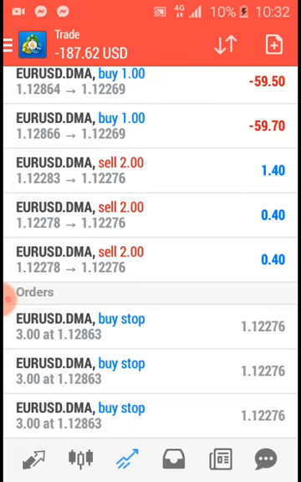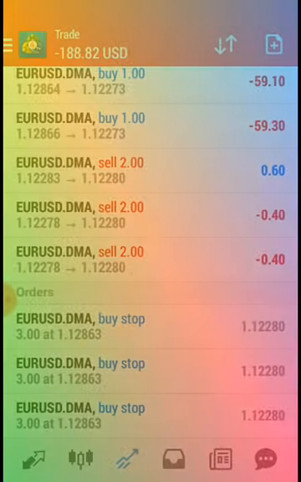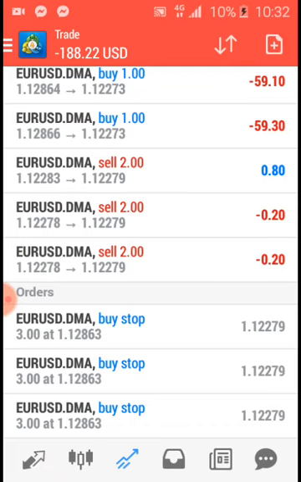The moment I get that my 3.00 is activated, I will now set my sell stop of 4.00. If my sell stop 4 will be activated, I'll set my buy stop 5. If my buy stop activated, I'll set my sell stop 6, 7, 8, 9, 10, just like that, until the market chooses the direction.